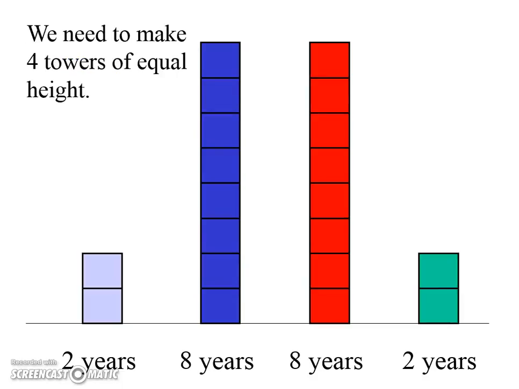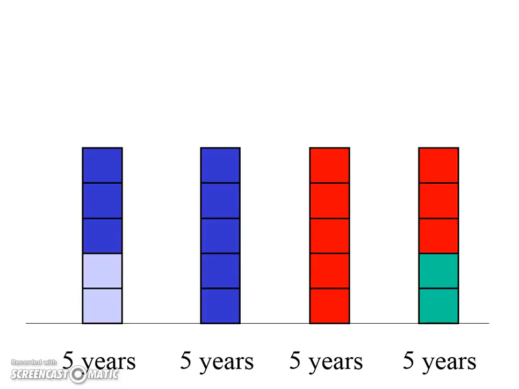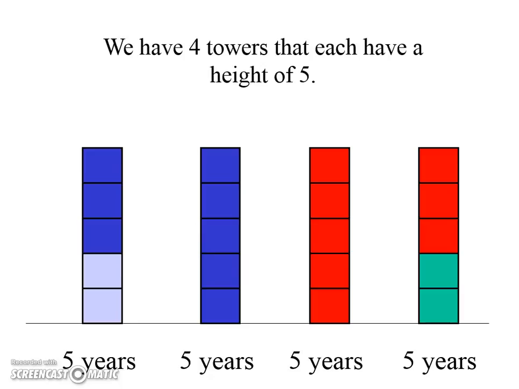We need to make 4 equal towers. So we'll take that. And in this case, we were able to make equal towers. We were able to take all of our blocks together, because what we're really doing is putting all of our blocks together, right? And then dividing it into 4, because that's how many data items we had. So when we do that, we get 5 as our mean, because we can get 4 towers of 5.